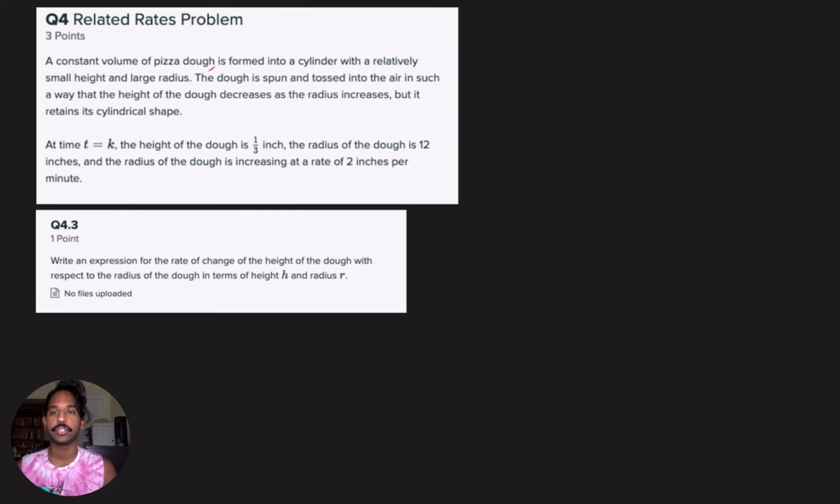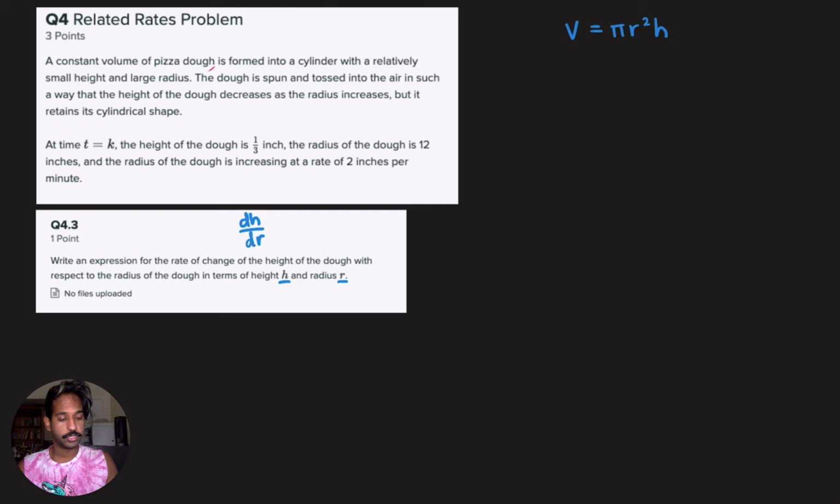Instead, if we read the question closely, write an expression for the rate of change of the height of dough, so that's going to be dh over, with respect to the radius of the dough, that's dr. dh/dr, we haven't seen this type of thing before, and so we're going to have to manipulate this a little bit. We're going to start off with a formula that we know that uses h and r, with r being radius, and also relates those two things together. And the formula we know is the volume formula for the cylinder. Volume equals pi r squared h.